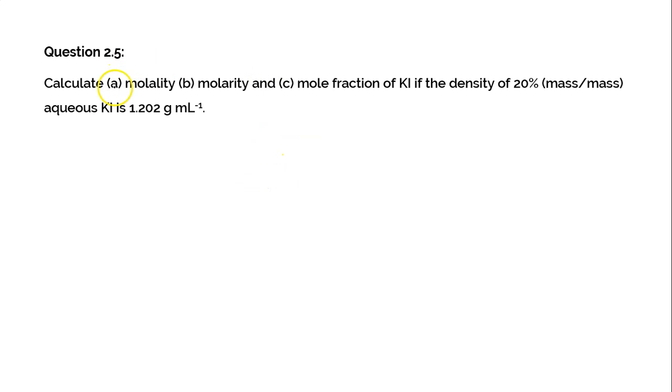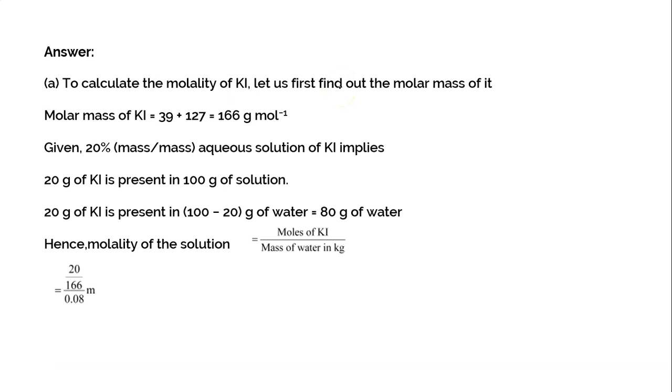Let's read the next question, number 2.5. Calculate molality and mole fraction of KI if the density of 20% mass by mass aqueous KI is 1.202 grams per ml. So now from the question, what we can understand is, you know the density. The density of the solution is given as 1.202, and you also know that the mass percentage of the solution is 20%. So you have mass percentage and you have density. Using mass percentage and density, you should calculate molality and mole fraction. Let's calculate them one by one.